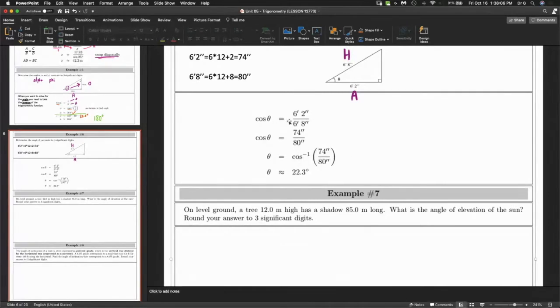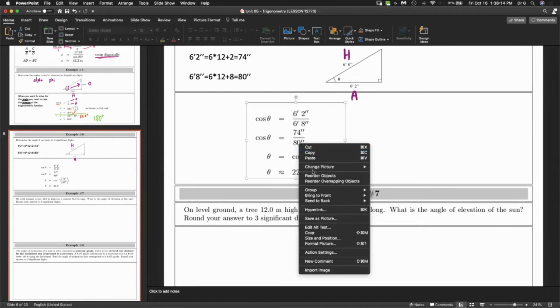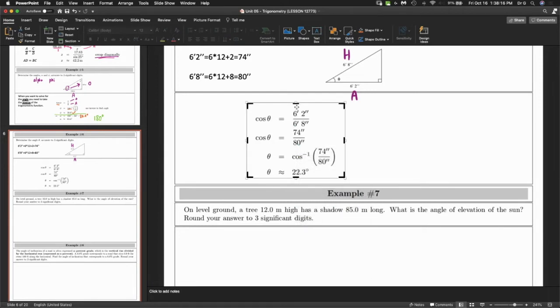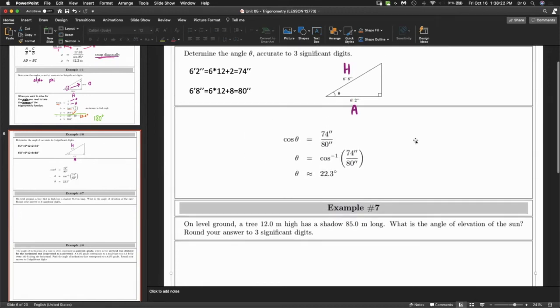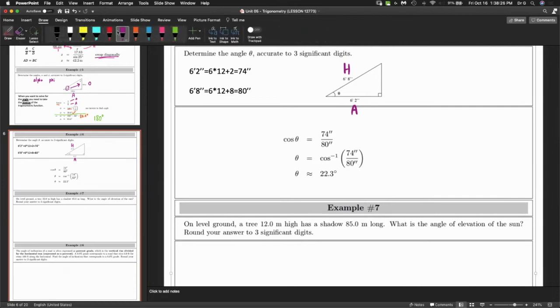So this first step here is not, see what I mean? 6'2" over 6'8". How do you divide that? You can't cross the 6's out. So you know what I'm going to do? I'm going to hide the evidence. See you later. That's exactly how I would solve the question, because mixed units are not really helping us.